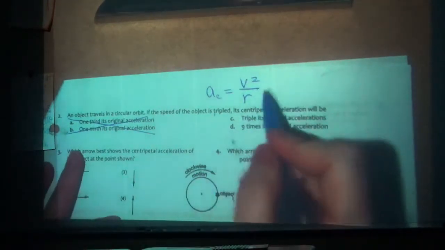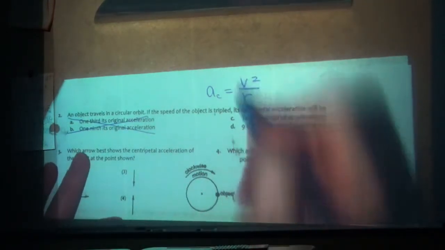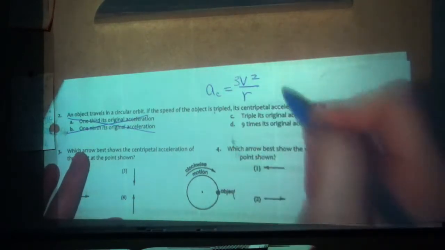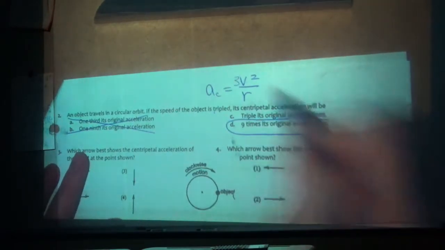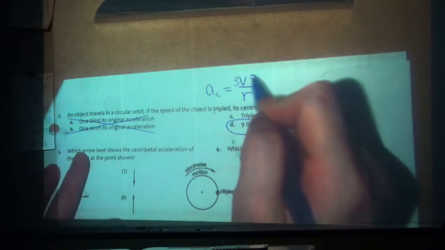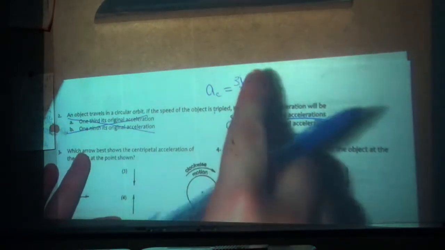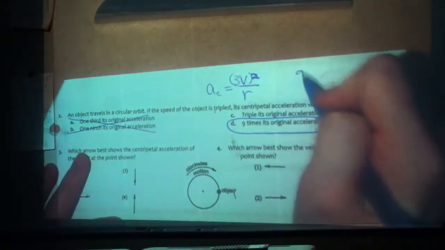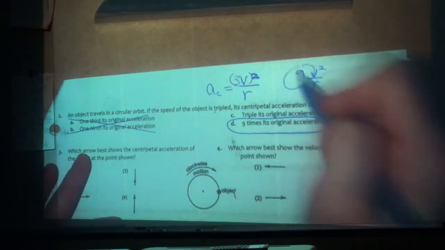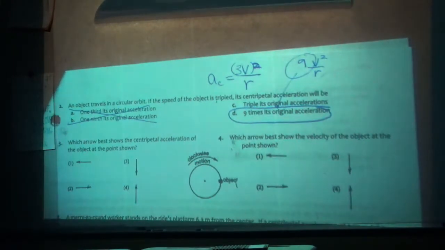What you'll notice is that the velocity gets squared. So if I triple this velocity right here, that's really a factor of 9 times bigger because the v gets squared. If there was no squared there, then yeah, tripling the velocity is tripling the acceleration, but the velocity gets squared, so that's really like 9 v squared over r, which means 9 times the original acceleration.